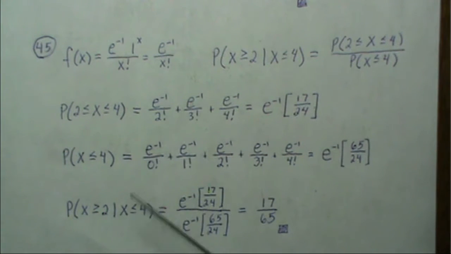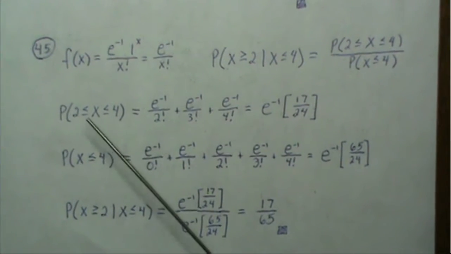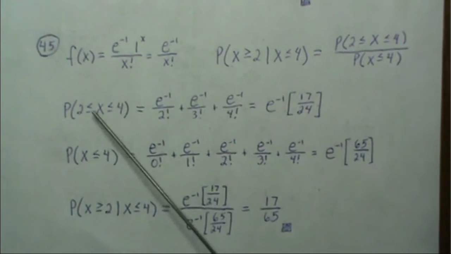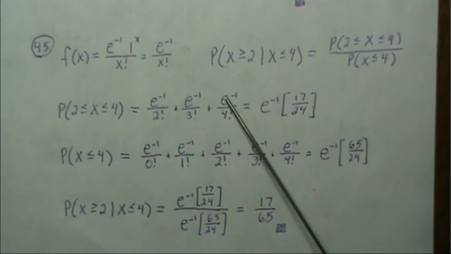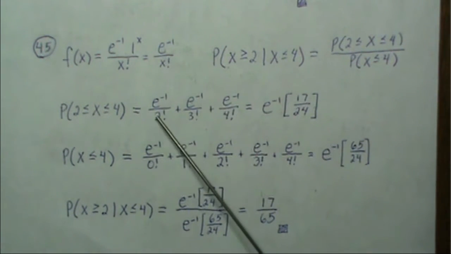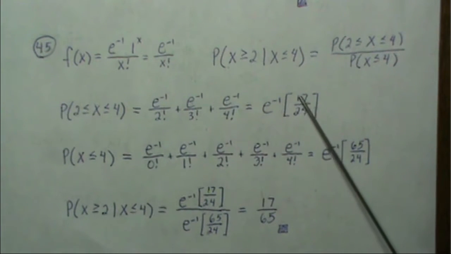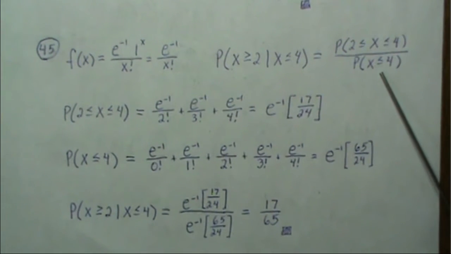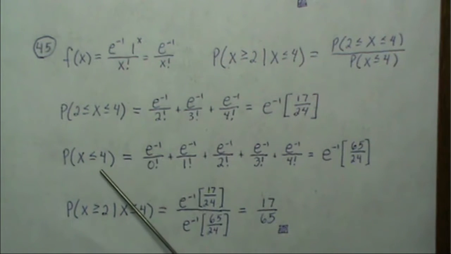We're going to do the numerator first, the probability that x is between 2 and 4. You plug in for x here, 2, and then 3, then 4, and I factor out an e to the minus 1, and then you get 1 over 2 factorial, 1 over 3 factorial, 1 over 4 factorial. That combines to 17/24.